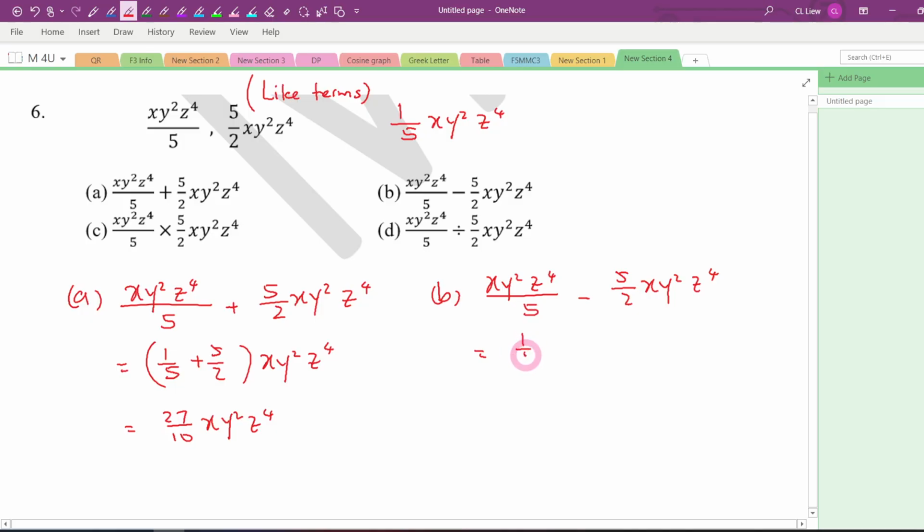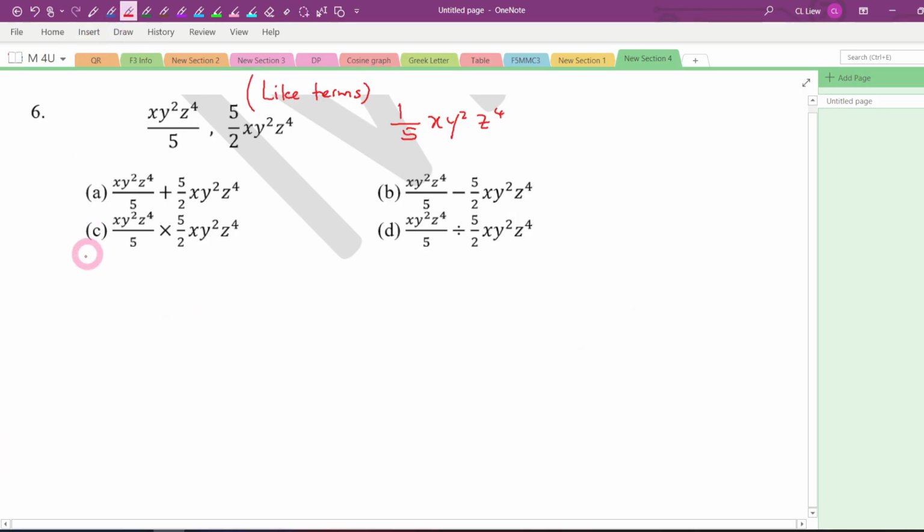Again, this is actually 1 over 5. And this one, we just copy 5 over 2. But in the exam, we don't have to show this step. You just press the calculator directly, 1 over 5 minus 5 over 2, and write the answer. It's okay. For the variable part, we don't have to change anything. Just copy. 1 over 5 minus 5 over 2, you will get negative 23 over 10 x y squared z power 4.